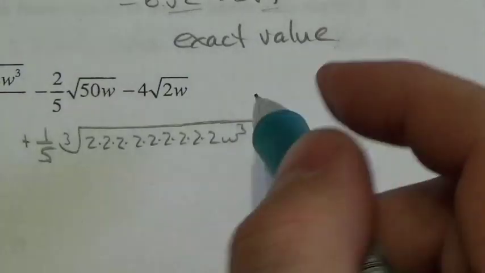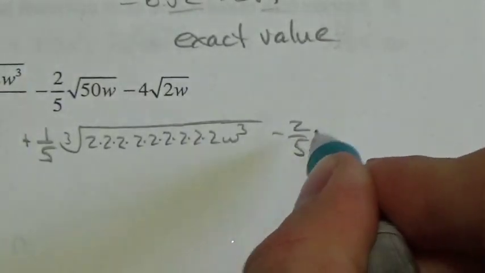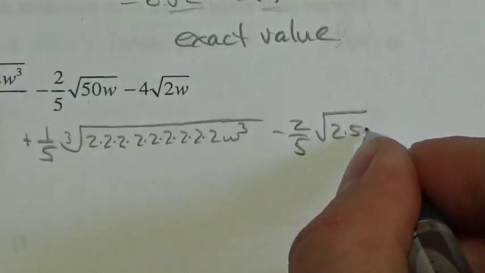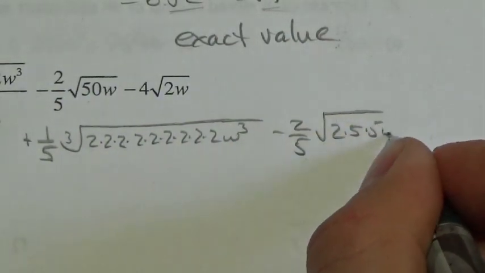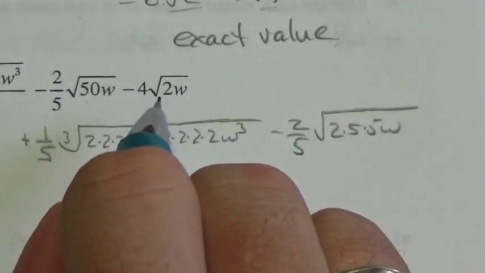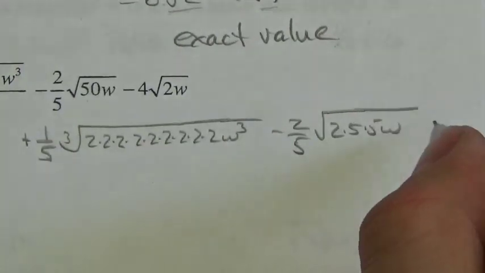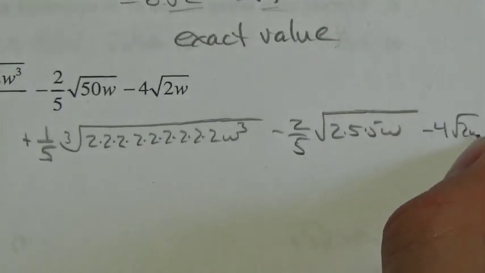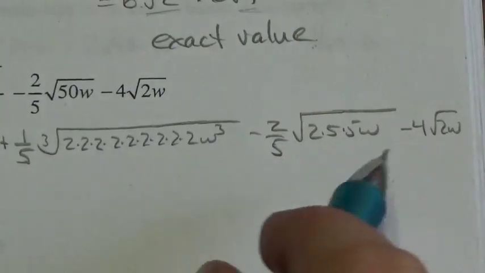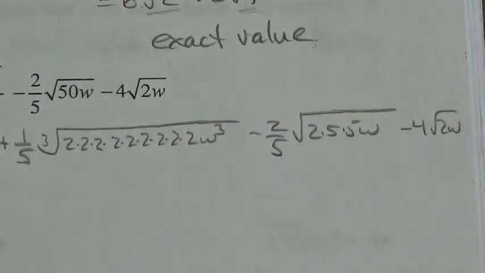Then I've got this minus 2/5 of the cube root of 50. Thankfully, 50 is nowhere near as bad. This is going to be 2 times 5 with a W in there. And then at the end here, well, 2W. Actually, turns out that is as nice as that's going to get. In that case there, my 2 and my W are both my quote-unquote prime factors. Can't break that down any further.